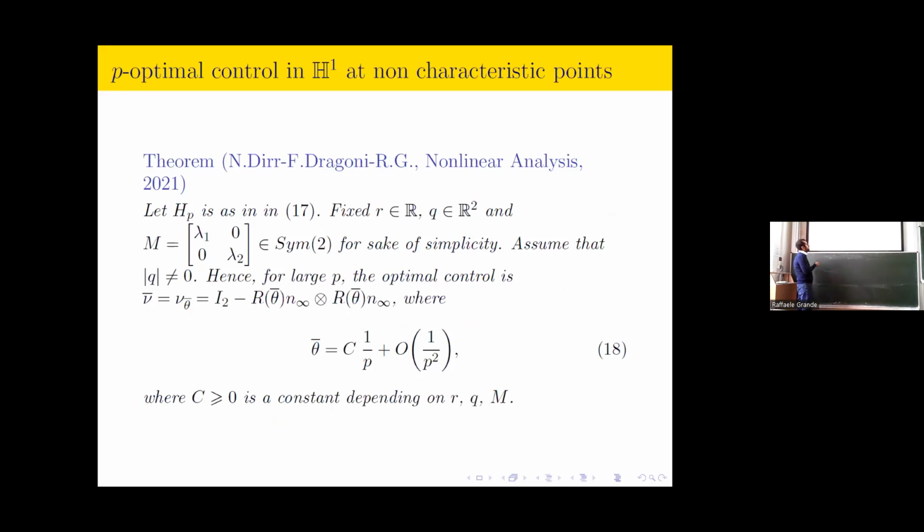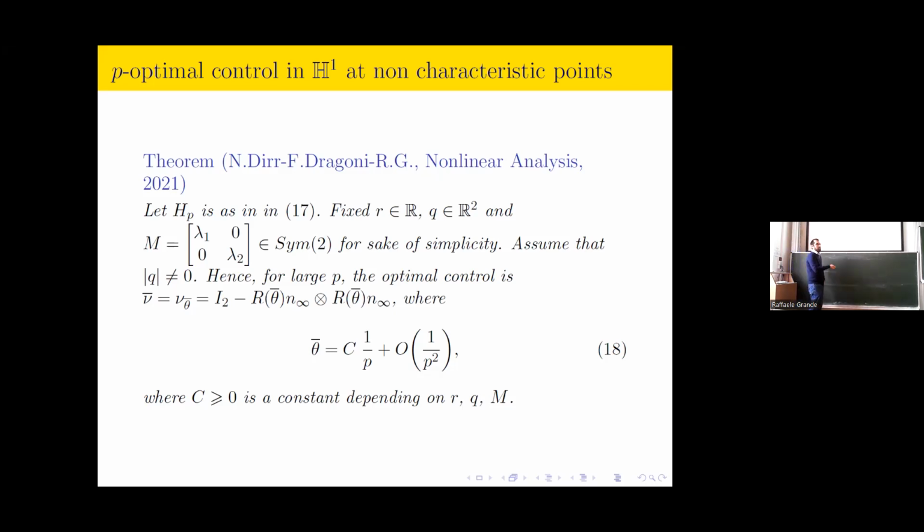Then fix R and Q, which belong to R2. We can consider M like a diagonal matrix without loss of generality. And then for large P, this is an asymptotic result, it's not for all P, so P has to be very big, we obtain that the optimal control can be expressed in the following way, using a standard rotation matrix with an angle of the form theta bar equals C times 1 over P plus a little o of 1 divided by P squared, where C is a constant depending on R, Q, and M.